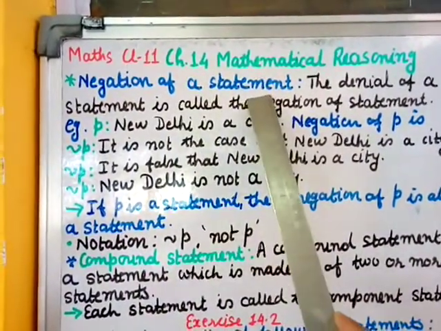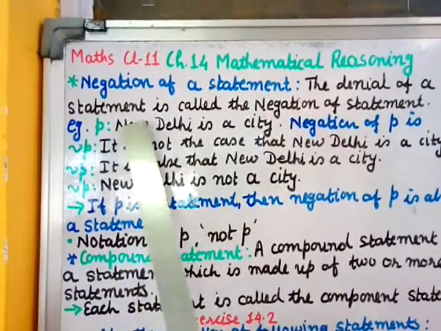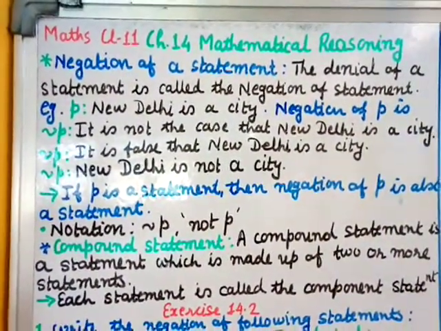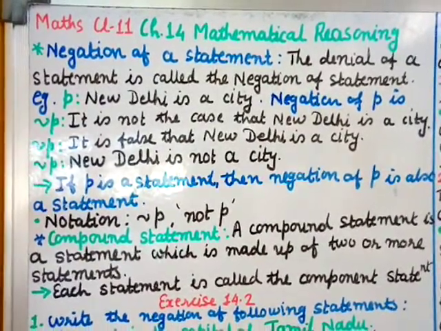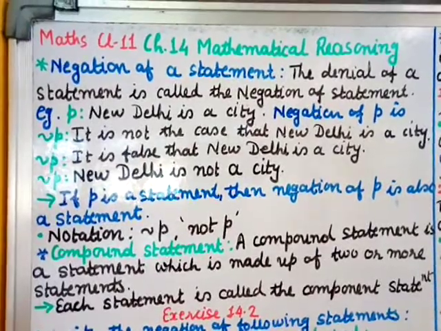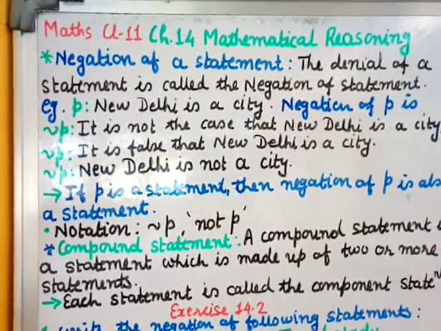Negation of a statement. The denial of a statement is called the negation of the statement. So if you are writing the negative of a given statement, then that is called negation of the statement. In other words, the denial of a statement is called a negation of a statement.